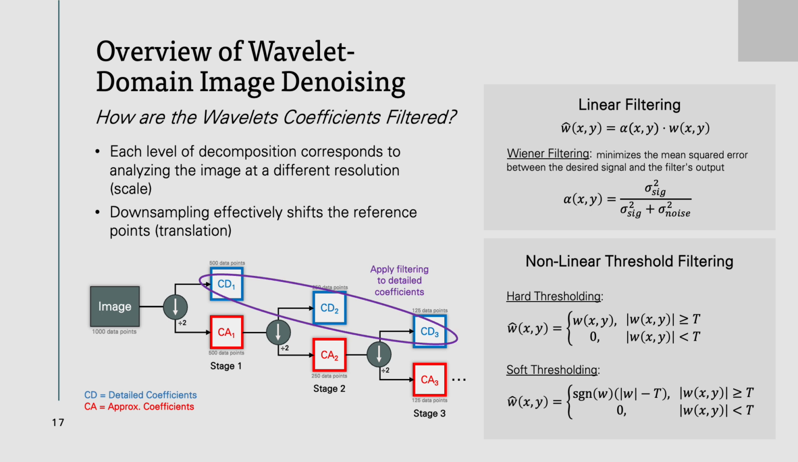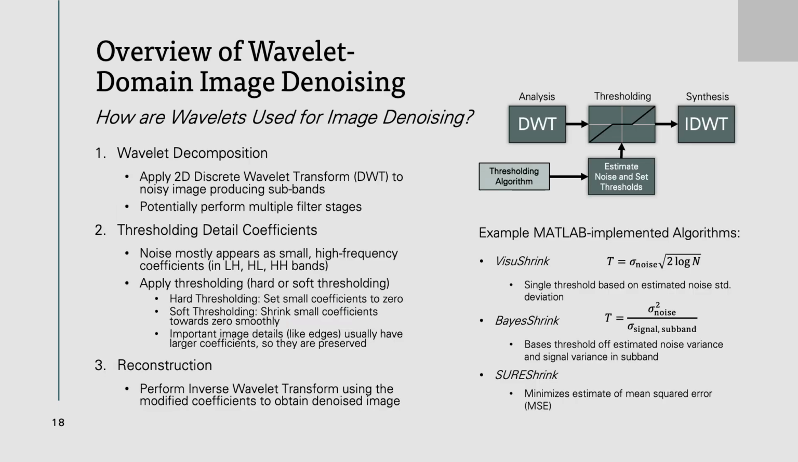There are two main types of thresholding, hard and soft thresholding. Soft thresholding generally reduces smaller coefficients, whereas hard thresholding zeroes them out completely. The process of denoising with wavelets can be thought of as having 3 stages. First, decompose the image with the discrete wavelet transform, then threshold the detailed coefficients, and finally reconstruct the image using the inverse transform.